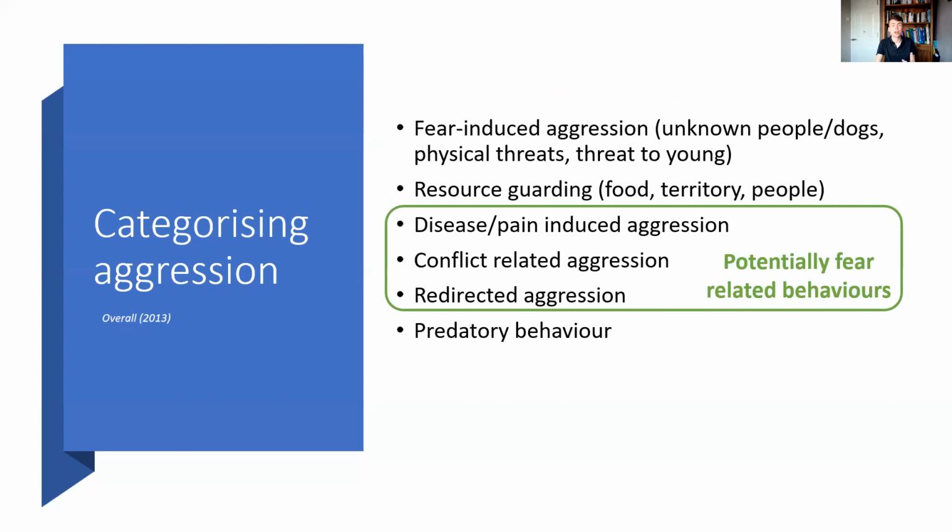So a lot of the big categories of aggression are very much related, or related in some way, to fear and that emotion, fear, in dogs. And ultimately, fear is very much related to helping the animal stay alive.